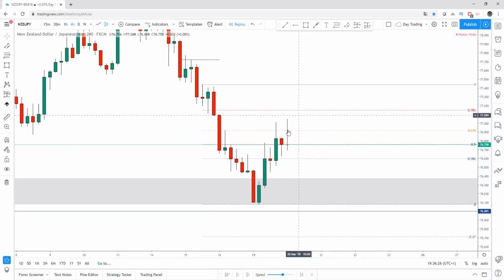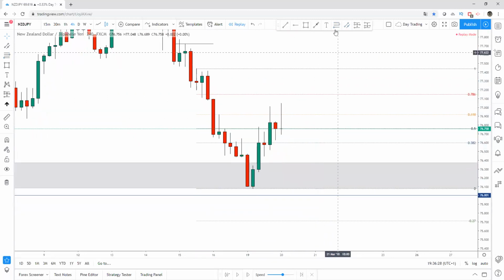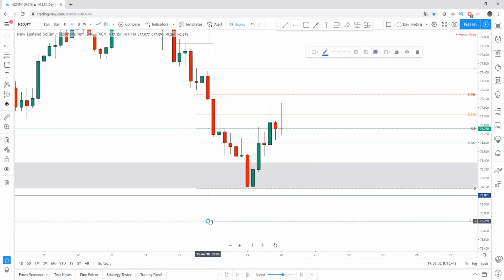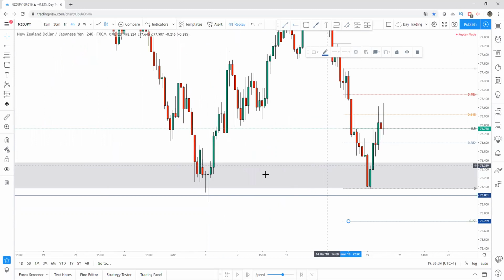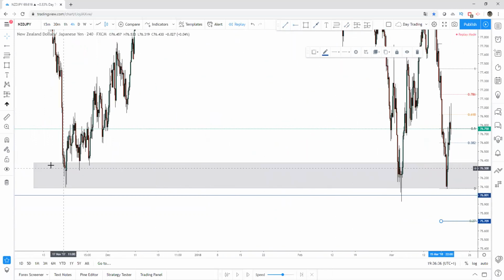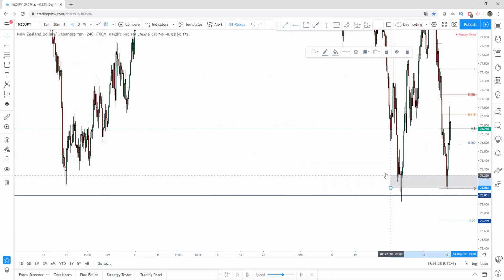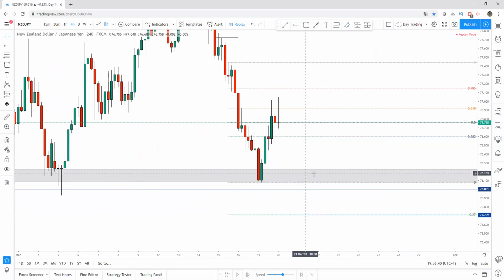So this is kind of piercing through the 61.8. We have a good target down here. We have a management level, this zone. If I want to make this zone a little bit smaller, something like this, so I will be targeting this. Let's first see the risk to reward.